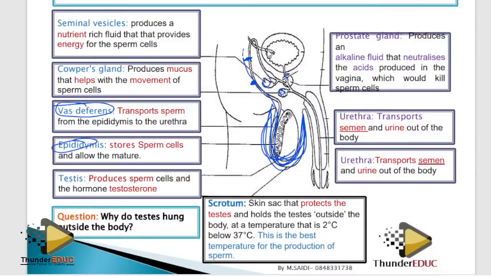What's the difference between semen and sperms? Semen is a combination of sperms and these fluids, while sperms are only the reproductive cells.